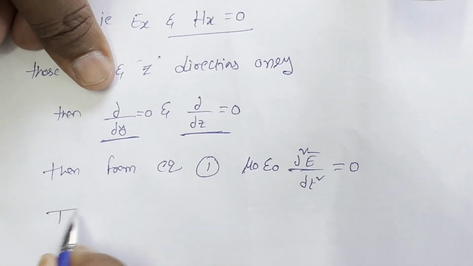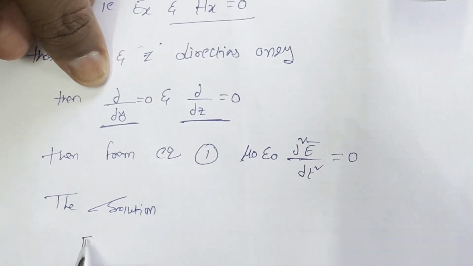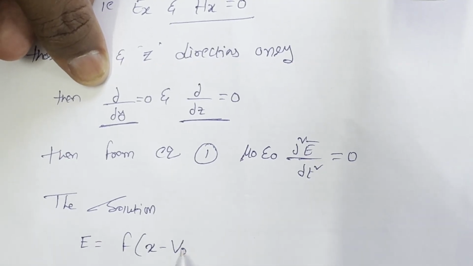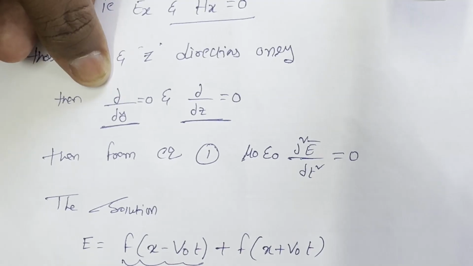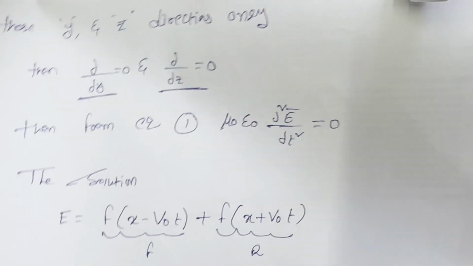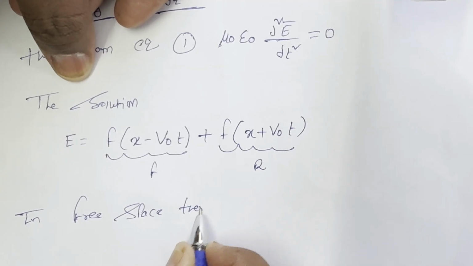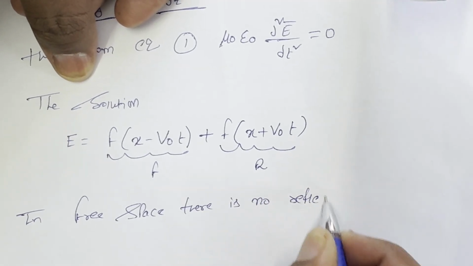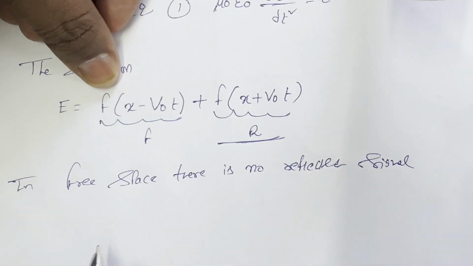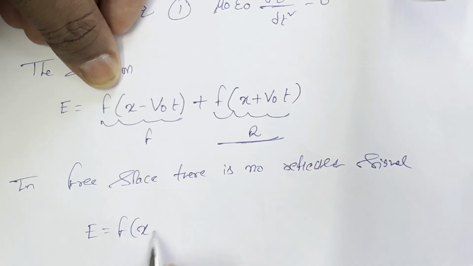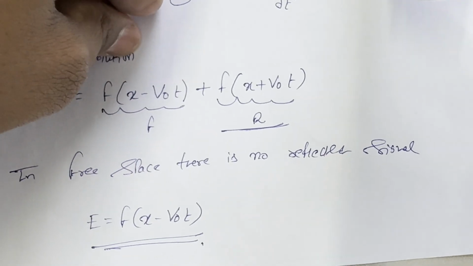When we write the solution for the above equation, it will become E equal to a function of x minus v naught t plus a function of x plus v naught t. The first is in the forward direction and the second is in the reverse direction. But in free space there is no reverse, there is no reflected signal, so this component can be eliminated. Then it can be written as E equal to f of x minus v naught t. This is the expression that we get for uniform plane waves.